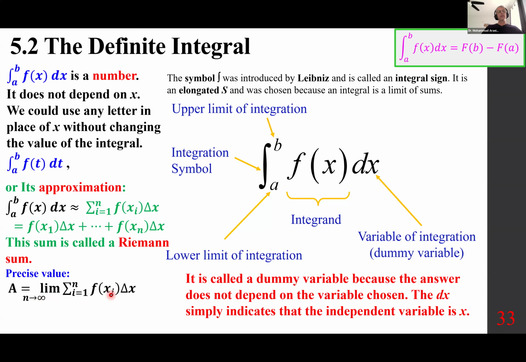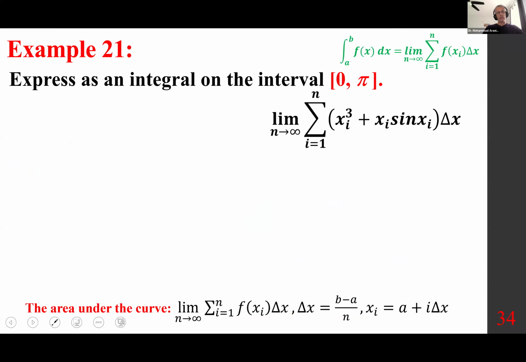And again, this methodology we will look at, but there is an easier way by the fundamental theorem of calculus, which is actually written here. We will do it to evaluate. So first, let's look at a couple of basic questions, starting with this one that says, express as an integral on the interval of 0 to pi.